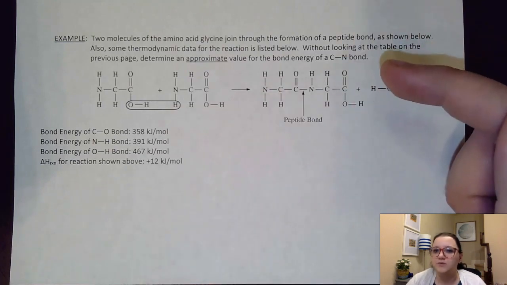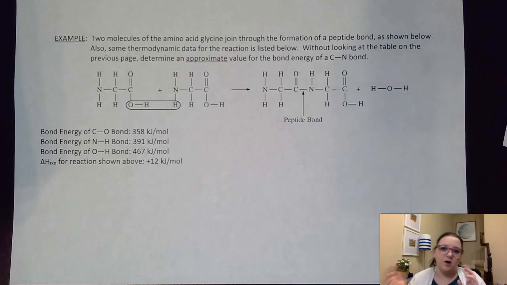Now, I know some of you are thinking, okay, wait a minute, Miss Marusik, don't I have that bond energy value on the previous page? Couldn't I just look up the carbon to nitrogen bond myself? Well, the problem is that this particular question was actually on the AP test, and they did not give them a bond data table that had all of those values on it.